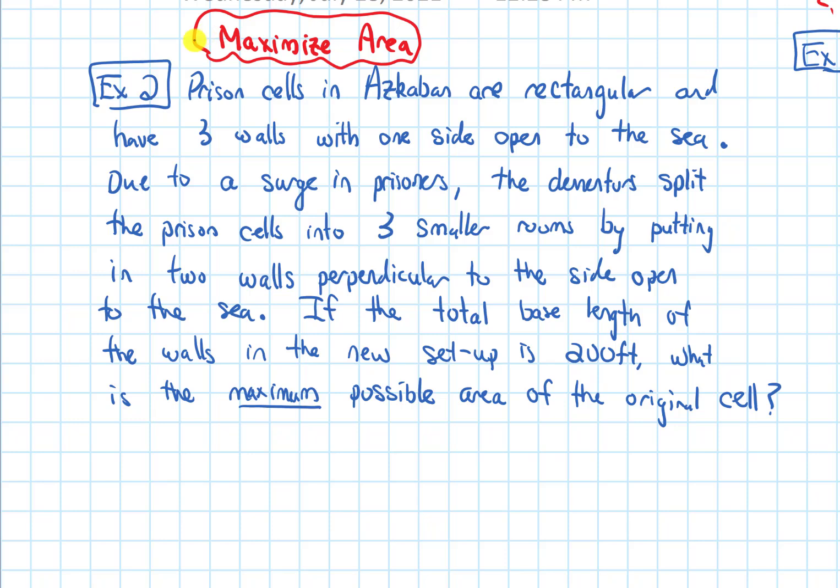In this video, we are going to do an optimization question where we maximize an area. So the example says, prison cells in Azkaban are rectangular and have 3 walls with one side open to the sea. Due to a surge in prisoners, the Dementors split the prison cells into 3 smaller rooms by putting in 2 walls perpendicular to the side open to the sea. If the total base length of the walls in the new setup is 200 feet, what is the maximum possible area of the original cell?